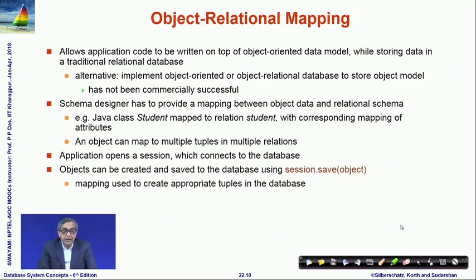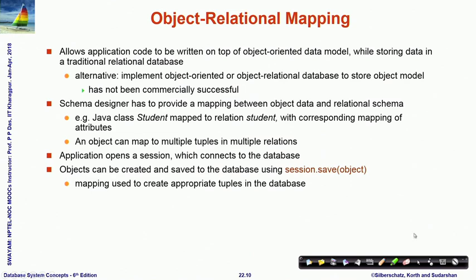Here I have given the points of how the objects get created. The application opens a session which connects to the database, because you need to get the data from the database. Objects can be created, saved to the database, extracted from the database, new objects can be created, and mapping is used to create appropriate tuples in the database. So, it is a two-way traffic that will keep on happening, where the business logic layer will continue to see entities as objects, whereas the database layer will continue to see them as tuples in the relational database.